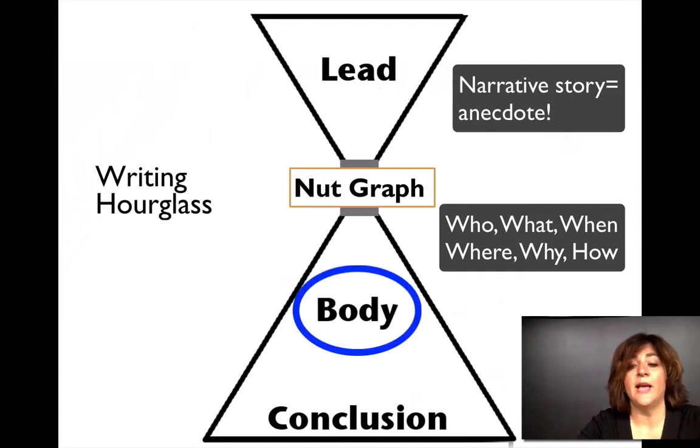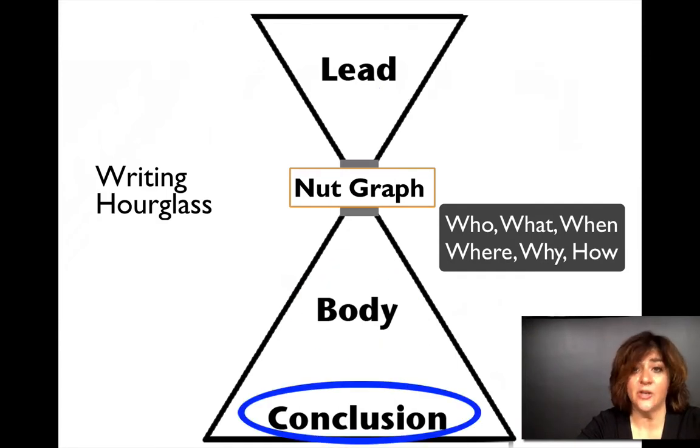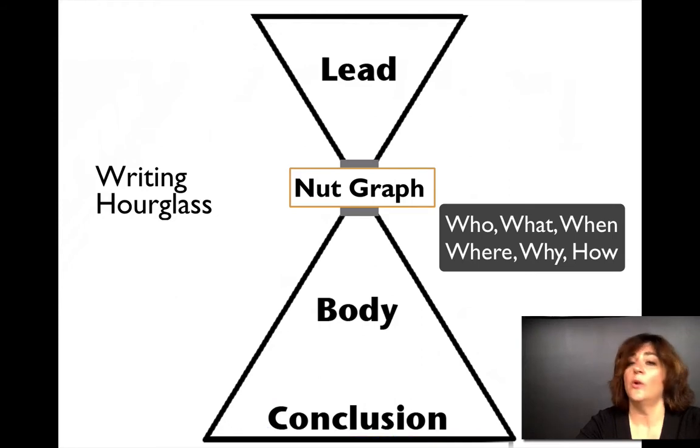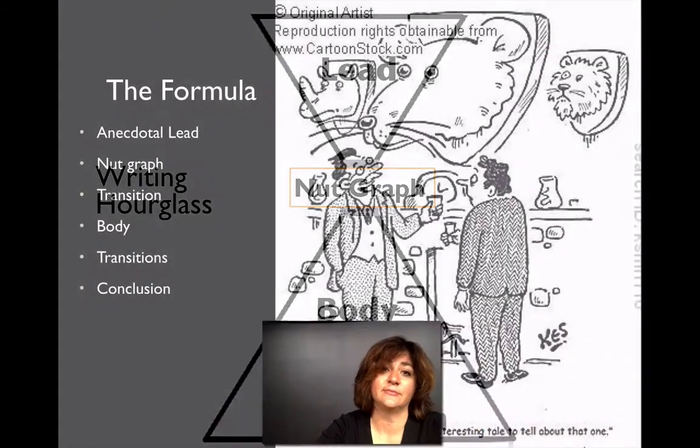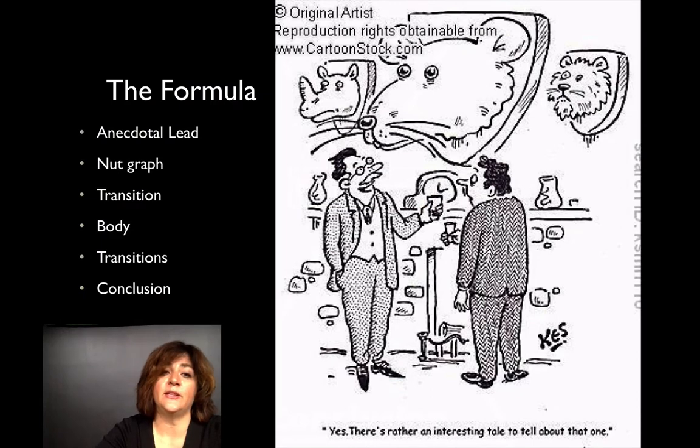Then we have the body, and you'll notice how big the conclusion is here compared to the inverted pyramid. We're not looking to get out of this story quickly. We're not looking for people not to read to the end. We want people to read to the end, so we want to give them something to read when they get there. So this is really the formula that we follow.